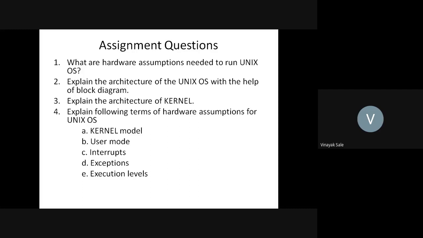All students, do you have any doubt about this chapter? Any part, any concept?